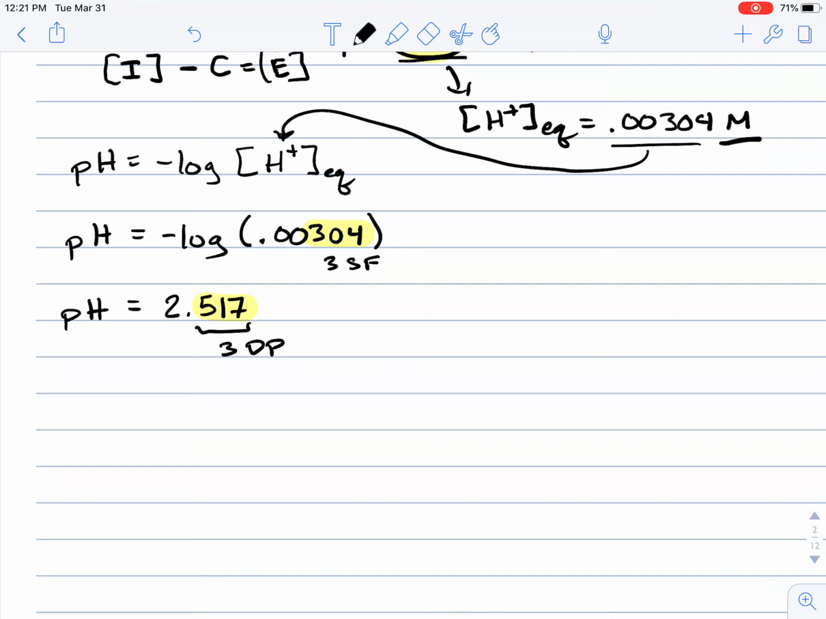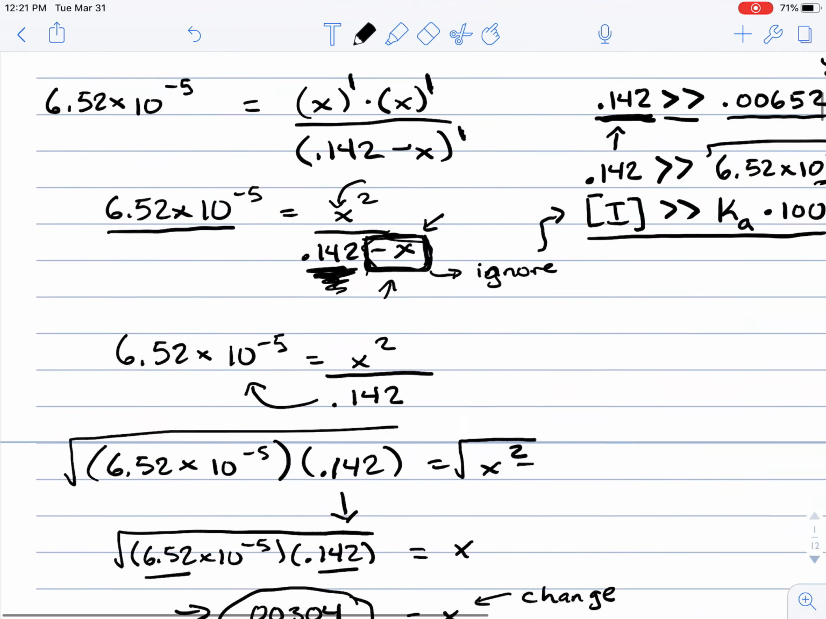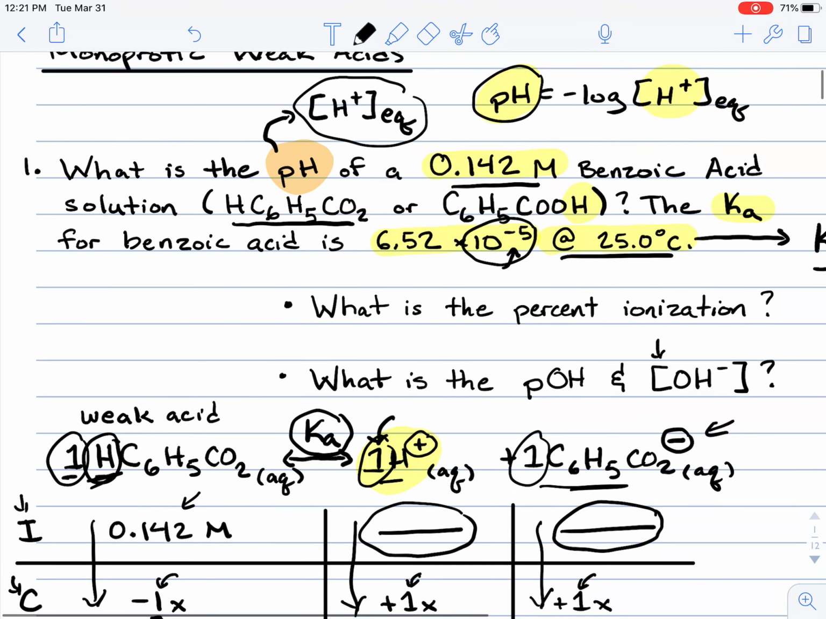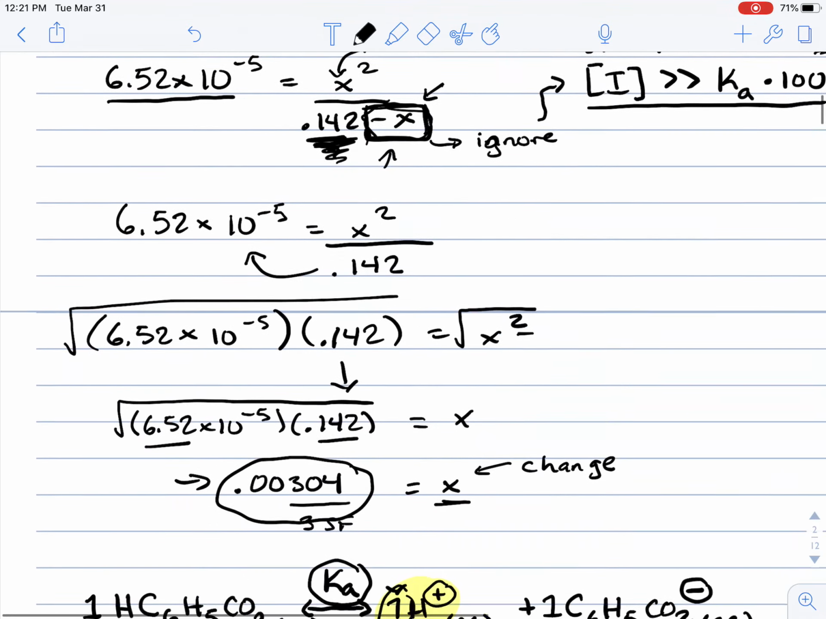Awesome. So this is our final answer. The pH of the solution is 2.517. And since the pH is less than 7, we can say that this solution is acidic. Cool. So let's look at what other questions we need to address. We need to calculate the percent ionization, and we need to determine the pOH and the concentration of the OH minus, or the hydroxide ions.